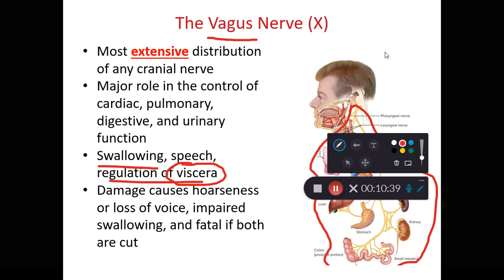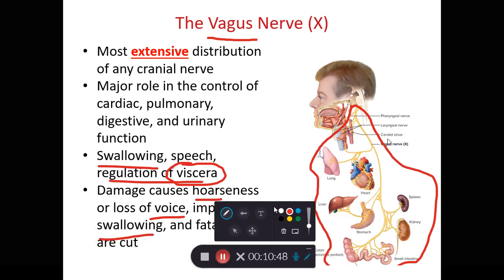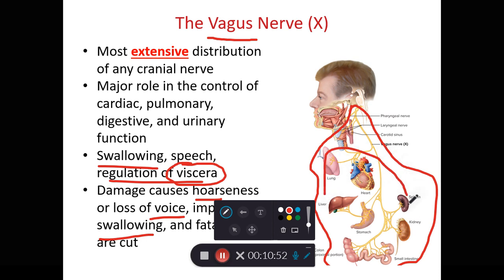If somebody has damage to that cranial nerve, they may have hoarseness, they might lose their voice, they may have difficulty swallowing, and if both vagus nerves are cut, look at all these organs that they are no longer able to properly control. It's oftentimes fatal if both of the vagus nerves are cut.